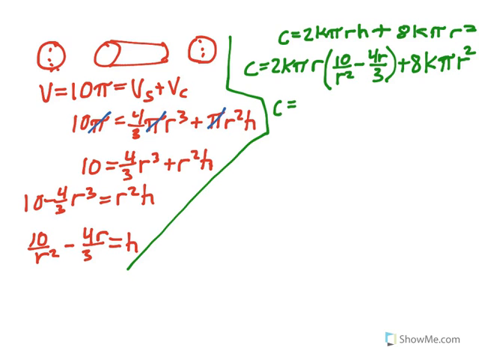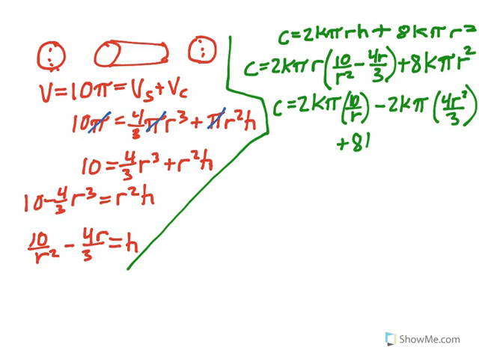So cost is equal to 2 times k times pi times the quantity 10 over r, minus 2 times k times pi times the quantity 4r squared over 3, plus 8 times k times pi times r squared.